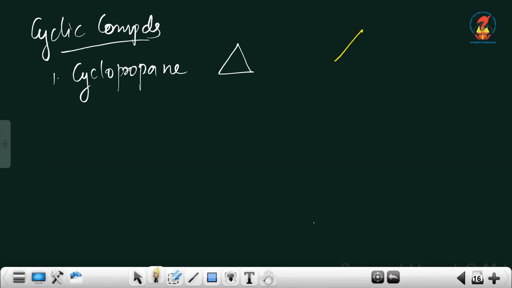How will it be? If a triangle is given, we know that here there is carbon, here there is carbon, and here also there is carbon. 3 carbons and 2 valencies, remaining 2. So CH2, CH2, CH2. This is what is represented as cyclopropane. But this is not the bond line representation. This is only the bond line representation.